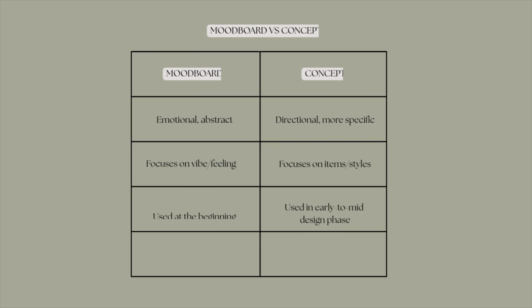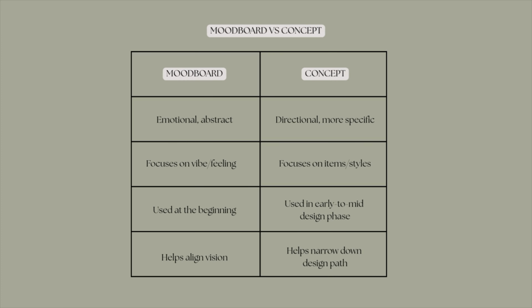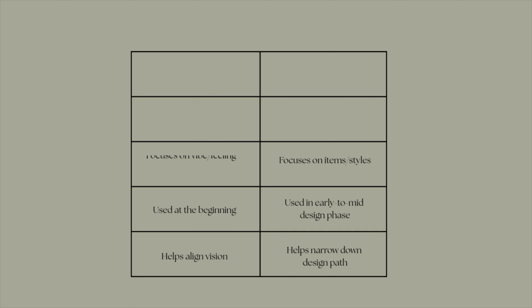So here's a simple breakdown. You can see that the mood board is emotional and abstract, but the concept board is directional and more specific. The mood board focuses on vibe and feeling, and the concept board will focus on items and the overall aesthetic. The mood board is used at the beginning and the concept board in the early to mid-design phase. And then lastly, the mood board will help with the vision that the client needs, and the concept board will narrow the design path and options.